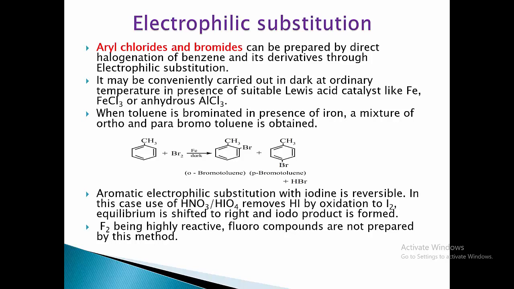Aromatic electrophilic substitution with iodine is a reversible reaction. In this case, use of HNO3 or HIO4 removes HI by oxidation to I2. Equilibrium is shifted to right and iodo product is obtained. Fluorine being highly reactive, fluoro compounds are not prepared by this method.